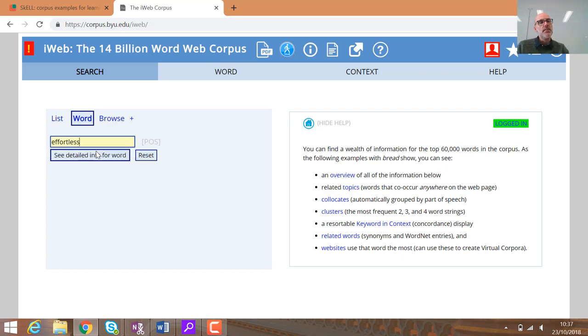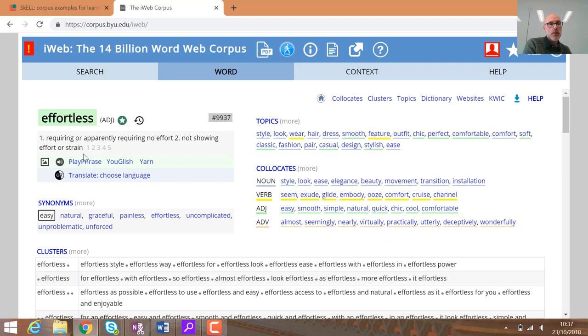Again, put that in the search bar. It's on the word. The word tool is selected. See detailed info for the word. We learn that effortless is an adjective, requiring no effort, not showing effort. Meaning is reasonably familiar.